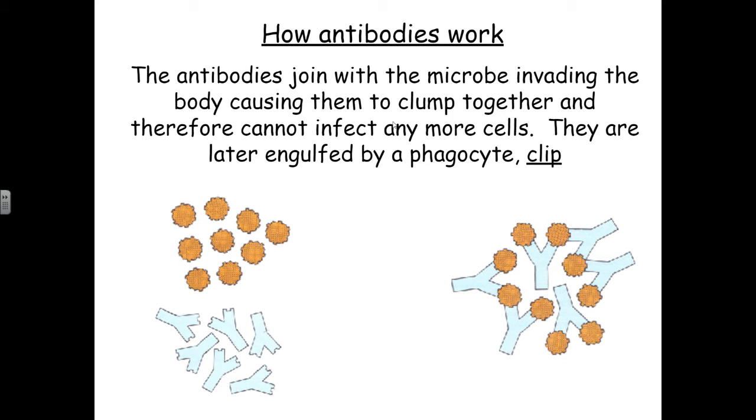The antibodies join onto the invading particles and cause them to clump together, so they can't infect any more of your cells. They're later engulfed by what's called a phagocyte.